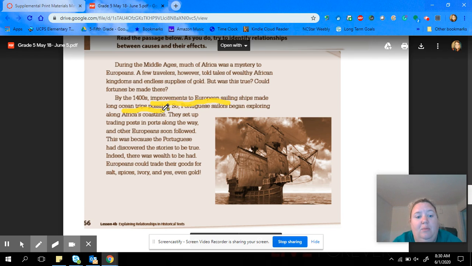As they were able to go farther, they were able to set up trading posts, trading ports. And this is where they were able to trade their goods. So, improvement of sailing ships causes that they could go further. Because they could go further, they were able to set up trading posts. Because they could set up trading posts, they were able to trade goods such as salt, spices, ivory, and yes, even gold.